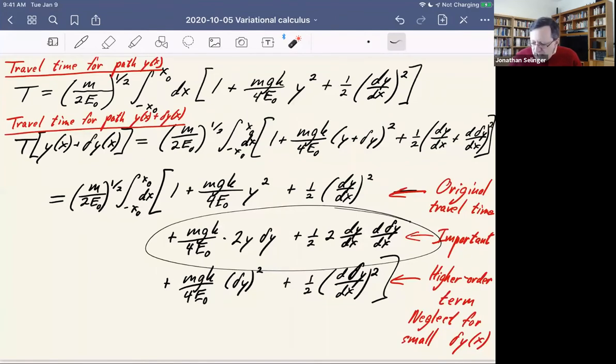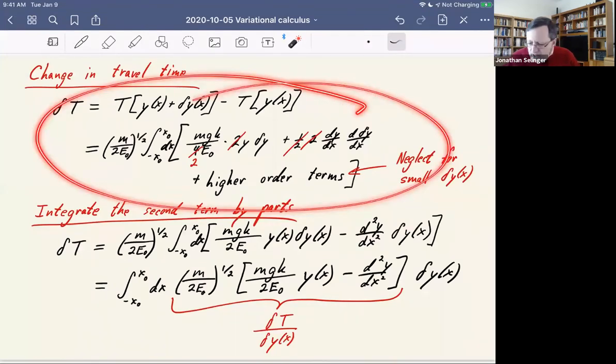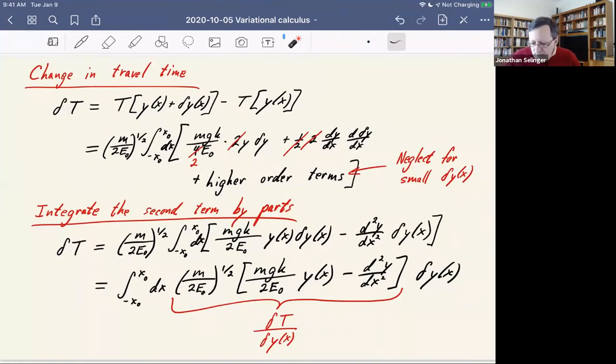So I'm going to neglect the last line, and I'll say the first line was just our old travel time. So what we really care about for the change of the travel time is this middle line. So I already talked about that last week. And so this is the equation here for the change in the travel time. If we make a little change in the path, delta y, we get this expression for the change in the travel time.